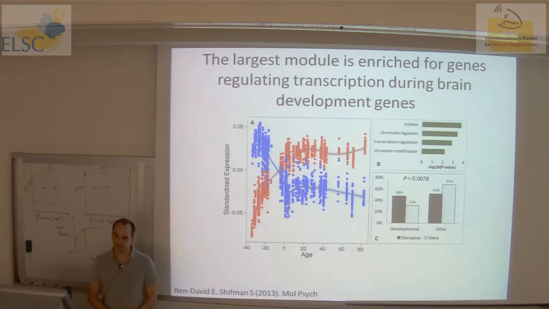So I didn't tell you all the controls we did. One control compares, within the same individuals, the disruptive to the silent mutations. The other control we did was cases versus controls. So this is also highly enriched. The de novo disruptive mutations are highly enriched in chromatin regulators also if you compare them to normal control exome sequencing. And the third control is the siblings. The unaffected siblings of those individuals, again, you see the same thing. I didn't go into all the details.